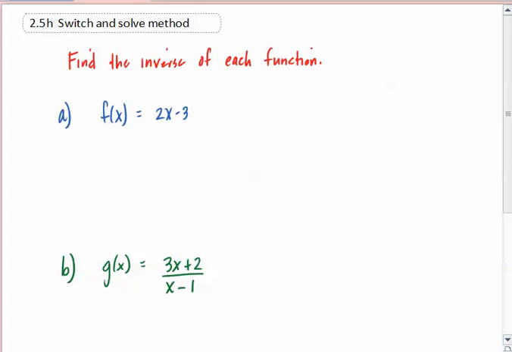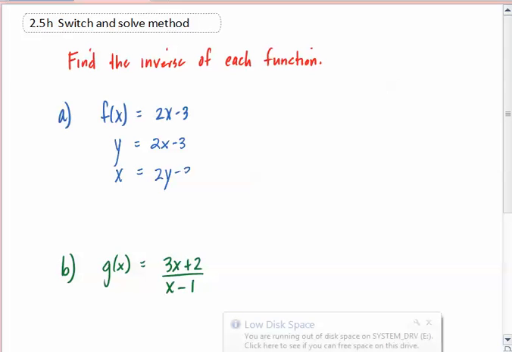The very first step in finding the inverse of a function when we have an equation is we're going to take out the f of x and replace it with y. Okay, so now we haven't gotten an inverse, we haven't done anything but just rewritten the f of x. So now we're actually going to take the inverse. We're going to switch the x and the y.